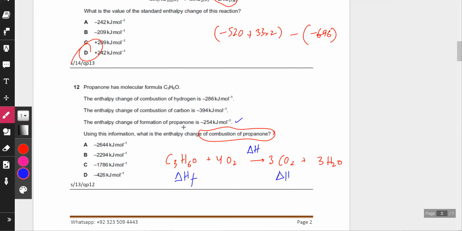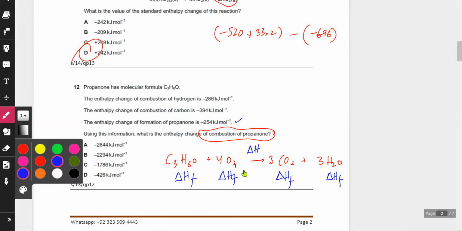For the formula to work, you need the enthalpy of formation of all these substances, right? These two you're sure of. You know propanone, it's given. And you know about O2 because that's 0. You don't form O2, it's already formed. You can remember this: elements have enthalpy changes of formation which are equal to 0.